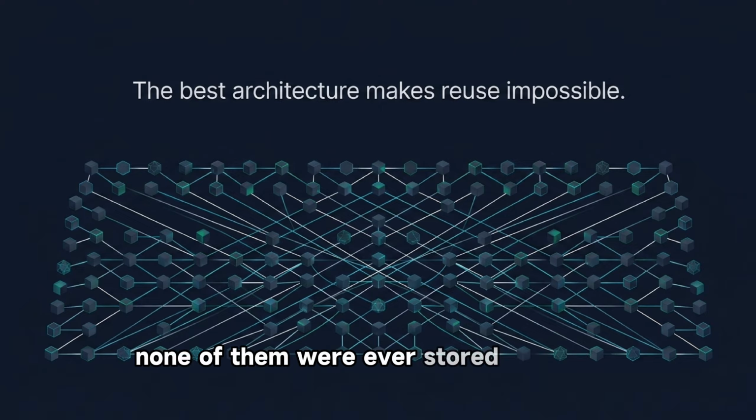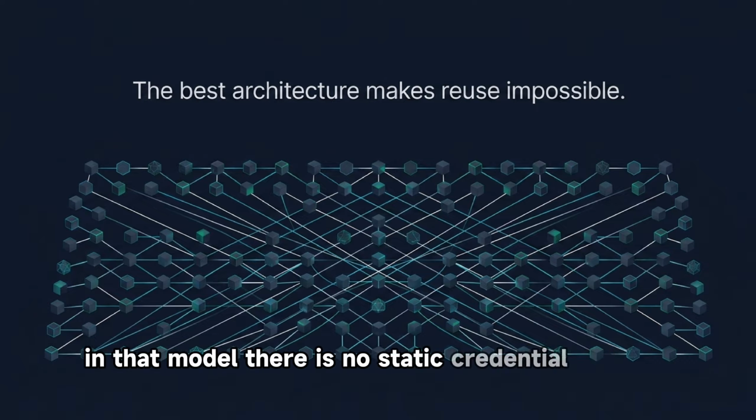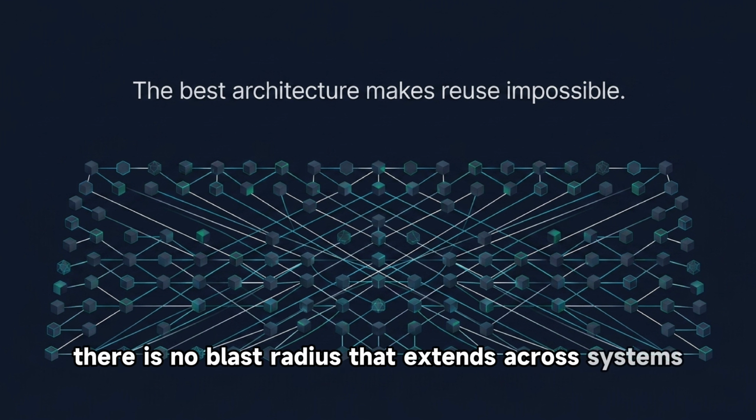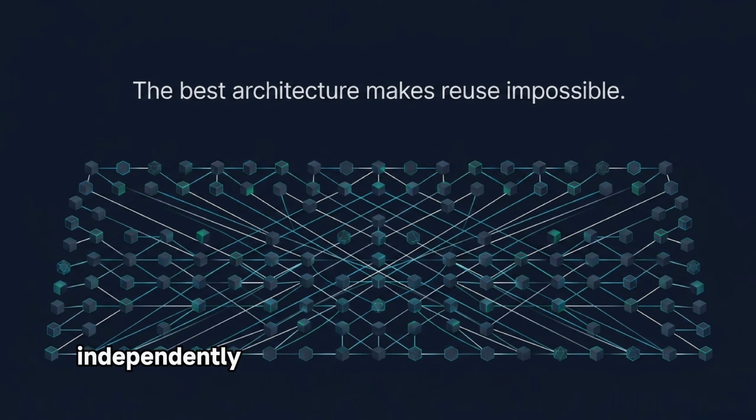None of them were ever stored anywhere except in the memory of the requesting process for the duration of the operation that needed them. In that model, there is no static credential to reuse. There is no blast radius that extends across systems because no system holds a credential that authenticates to any other system. Each access event is independently scoped, independently expiring, and independently auditable.